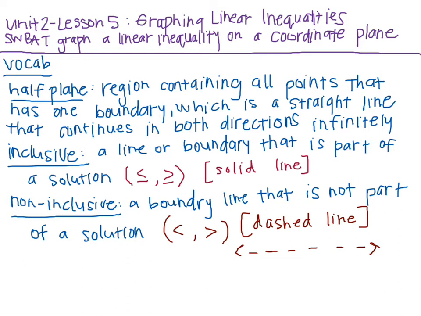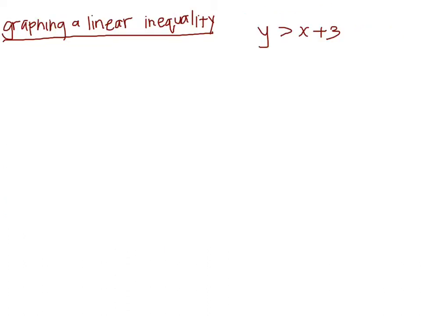So let's graph a couple different inequalities. We'll do some inclusive inequalities and some non-inclusive inequalities. We're going to graph the linear inequality y is greater than x plus 3. The first step, the same first step we always take whenever we're graphing anything, is to solve for y. Make sure y is the only thing on one side of the equal sign or the inequality. So in this case, step 1 is already done for us. We can move on. Step 2 is to graph the line.